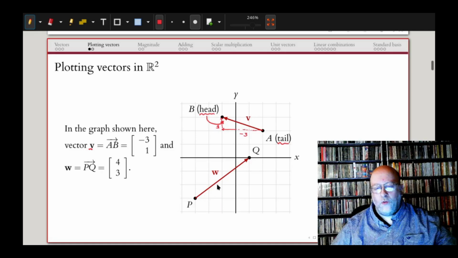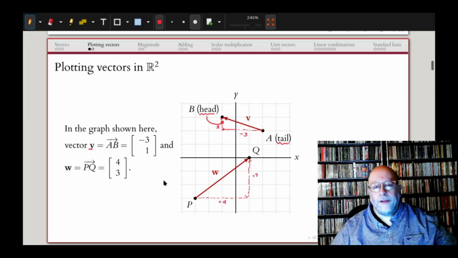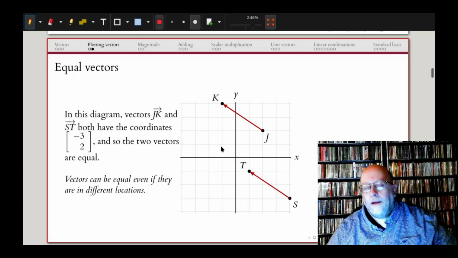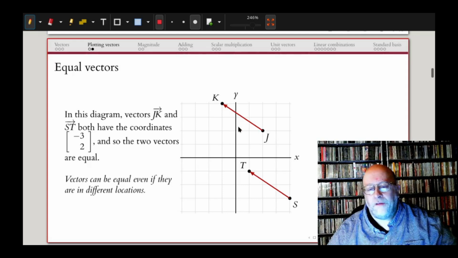Then for the vector w, P and Q are further apart in this example. To get from P to Q, I first could travel horizontally 4 units, and then vertically I'd have to travel another 3 units. And that gives me the vector 4, 3.